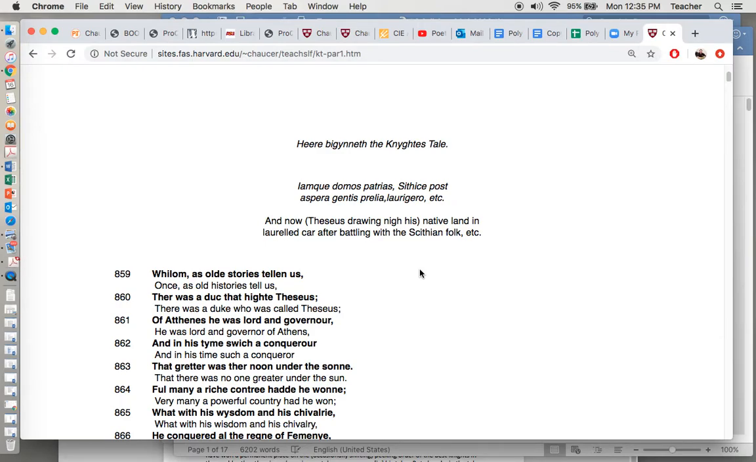Scythia is another word for what the Middle English will call Femini. Femini is the Isle of Lesbos. This is the Isle of the Amazons. So this is right after he brings back Hippolyta and Emily. This is late in Theseus's military career, and at this point he's more of a statesman.